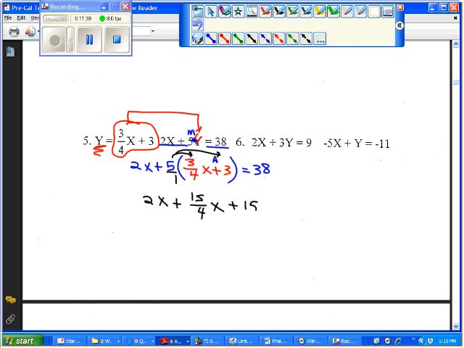Plus 5 times 3 is 15, is equal to 38. Now some of you were working ahead here, but I want you to make sure you pay attention to this part because some people forget what to do. What would we do next according to the order of operations? We would combine like terms.